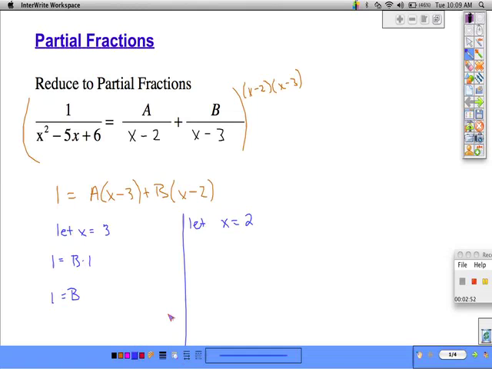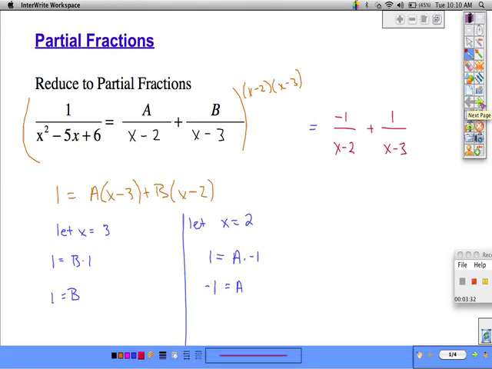So b has to be 1. That's nice. Now I let x equal 2, because that will make the b term drop out. 1 equals a times negative 1. A is going to be negative 1. So this original fraction can be written as negative 1 over x minus 2 plus 1 over x minus 3. And if we were to get a common denominator, we could add these fractions together and you would see that we do indeed end up with the first fraction.